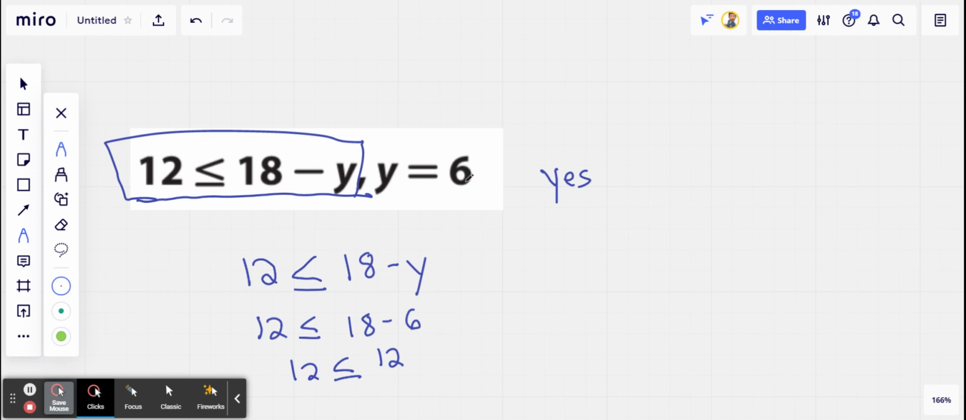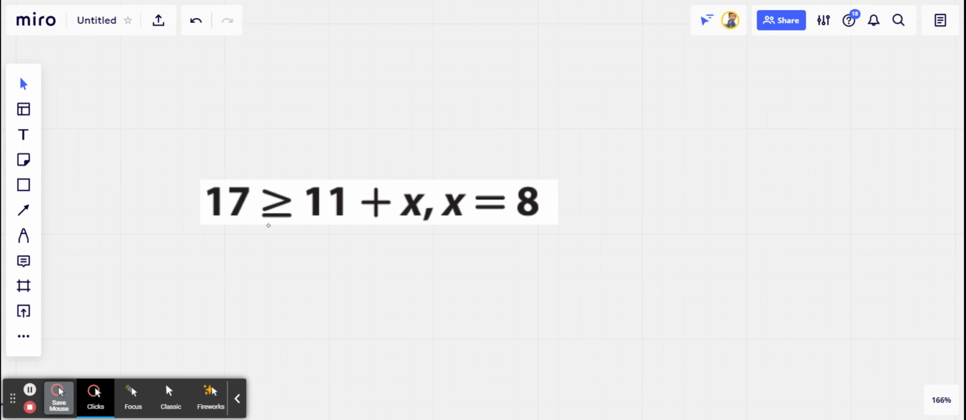The value given was 6. y equals 6, so we put 6 in place of y. 18 minus 6 is 12. So therefore 12 is less than or equal to 12. Now, if it was just 12 is less than 12, no, that wouldn't work. That wouldn't make sense, right? But since it's 12 less than or equal to 12, that would be correct. So it's yes.